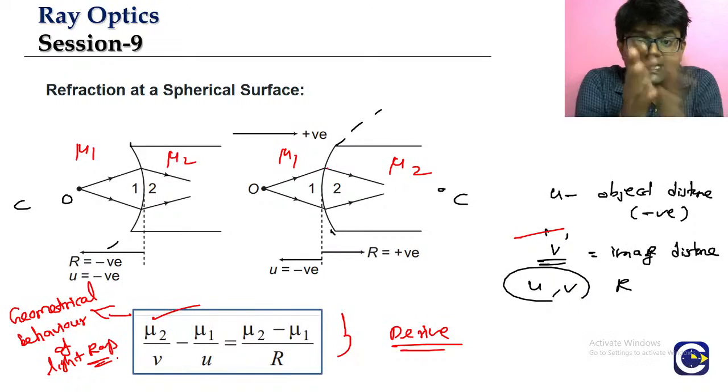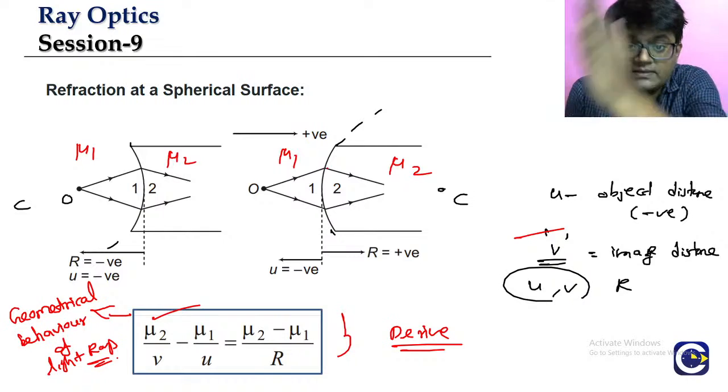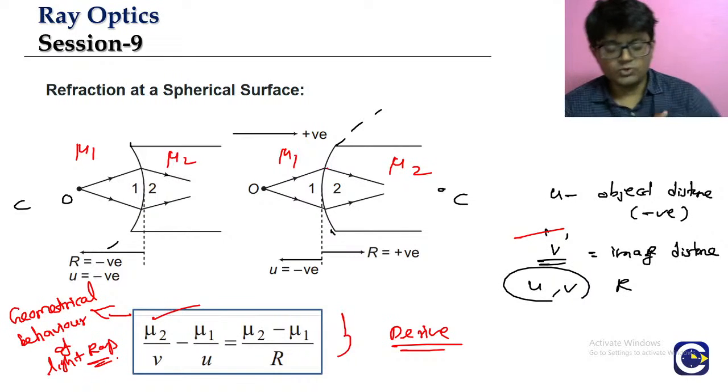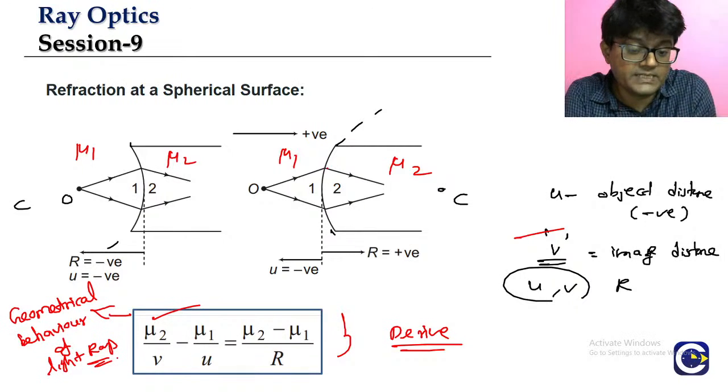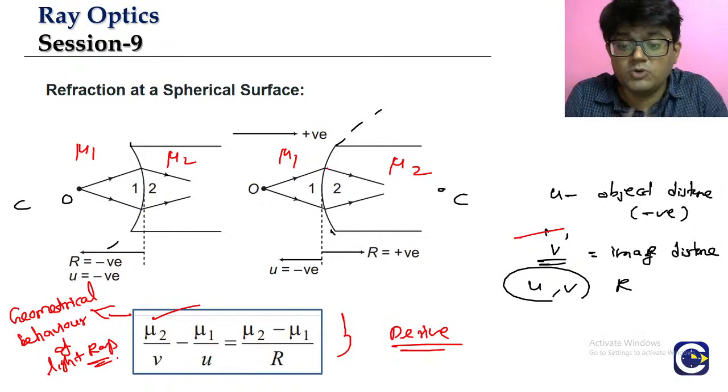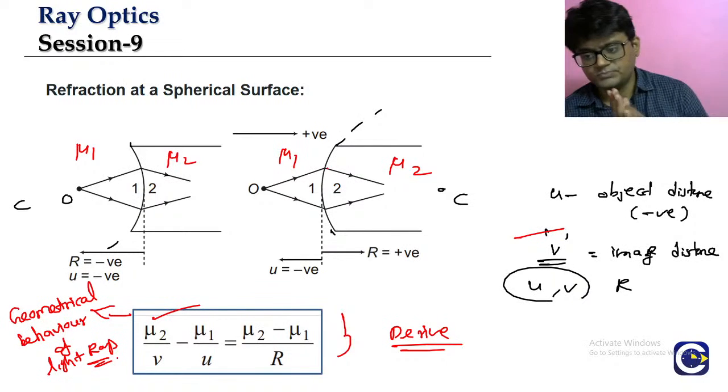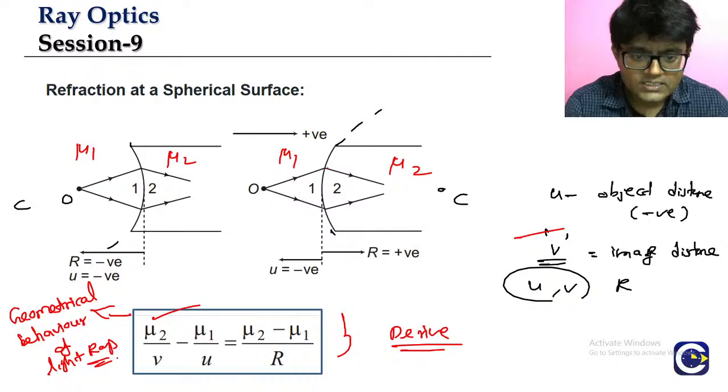Mu 2 is the second medium, where the light rays are present after refraction. Mu 2 by V minus mu 1 by U, where mu 1 is the first medium where the original light rays are present, is equal to mu 2 minus mu 1 by R. So we have to use the equation along with the sign convention.